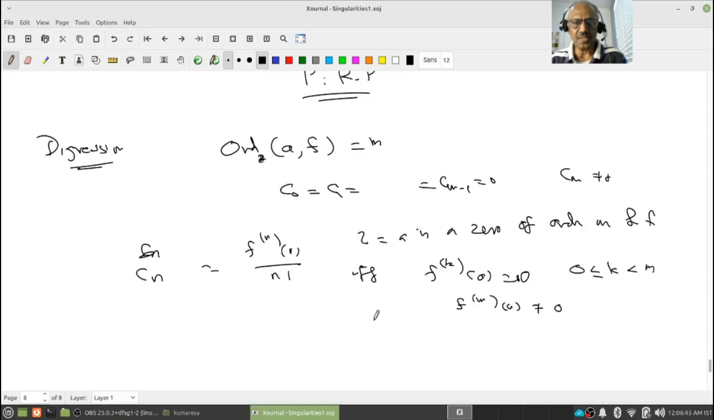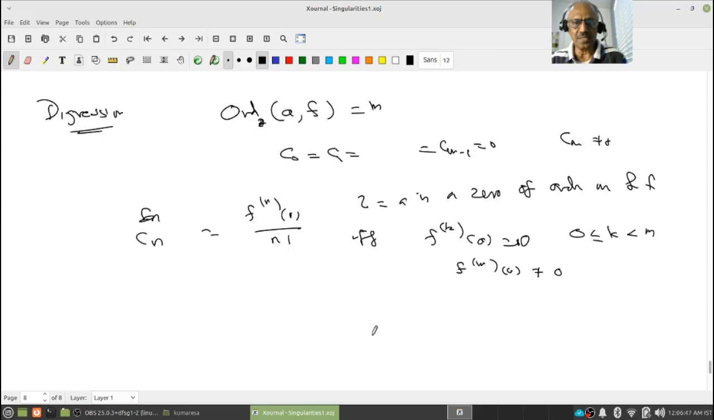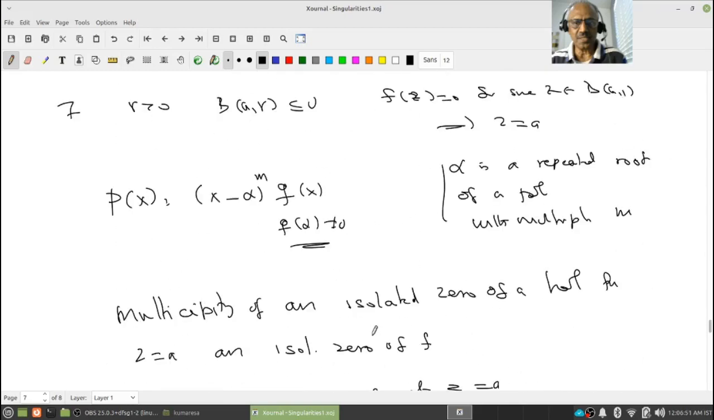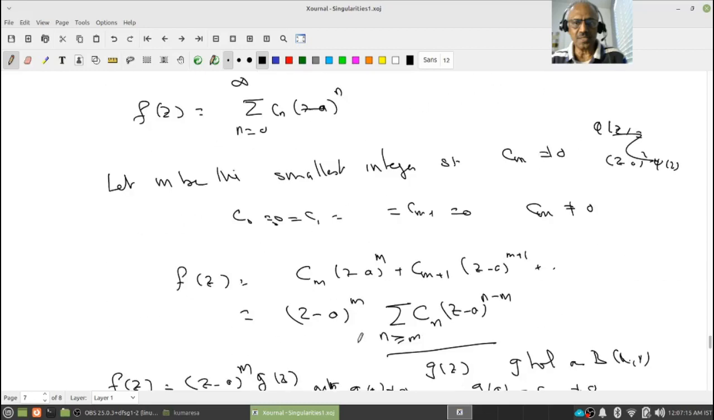Are you convinced? Okay, this is an equivalent way. If you remember, for repeated roots in polynomials, that's what you do. x equal to alpha is a repeated root if f dash at alpha is 0. If it's multiplicity 2, then f dash alpha is 0. If multiplicity 3, f of alpha is 0, f dash alpha is 0, f double dash of alpha is 0, etc. It's exactly similar.